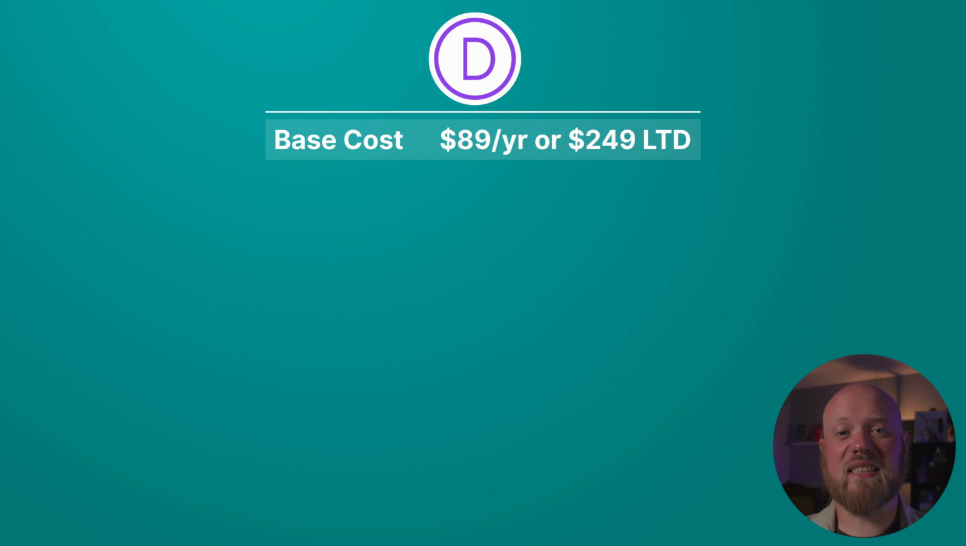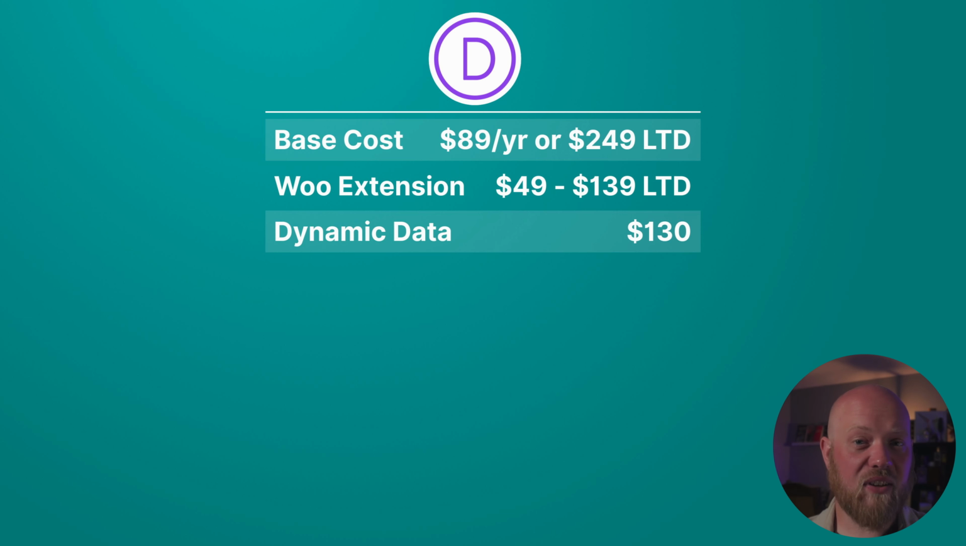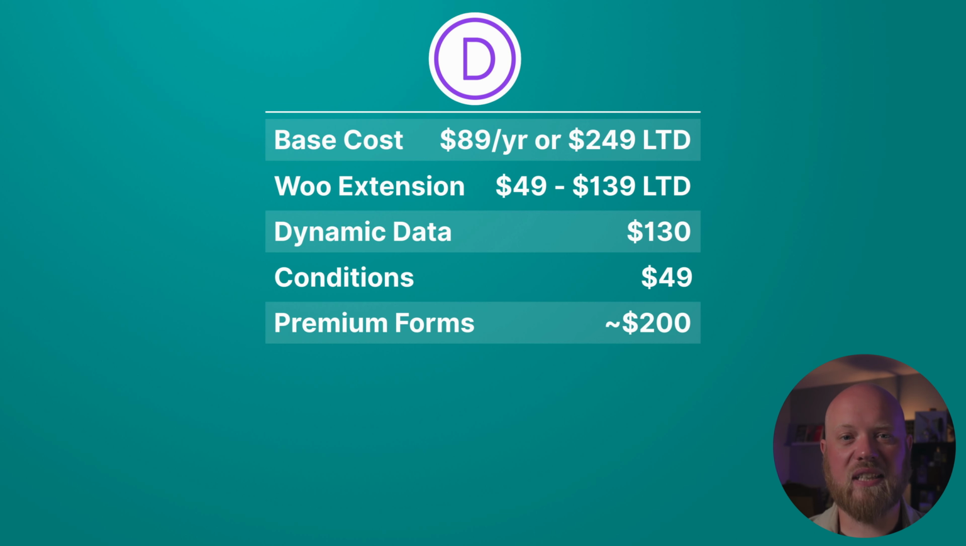The base cost for a Divi license is either $89 per year or $249 if you opt for the lifetime deal. An extension with better WooCommerce features for Divi is going to cost between $49 and $139 one time. A better ACF integration for Divi is going to be around $130 per year. For more robust conditional display options, you're going to pay about $49 a year. Again, forms are a pretty important part of any site, and if you need more than the basic forms that Divi supports natively, you'll spend around $200 a year on a form plugin.